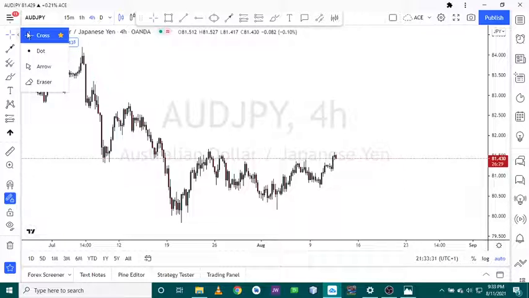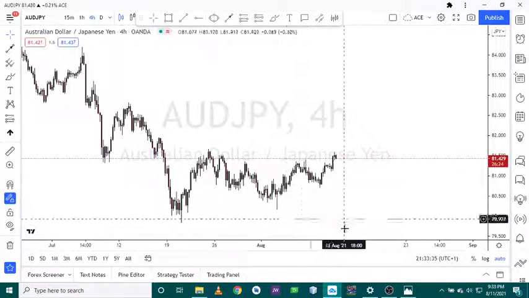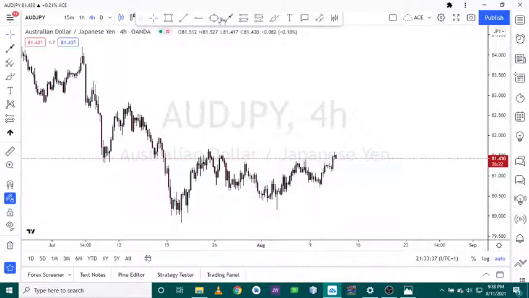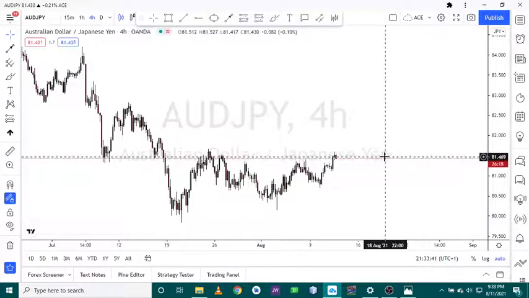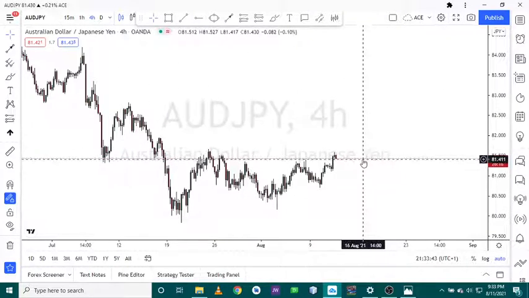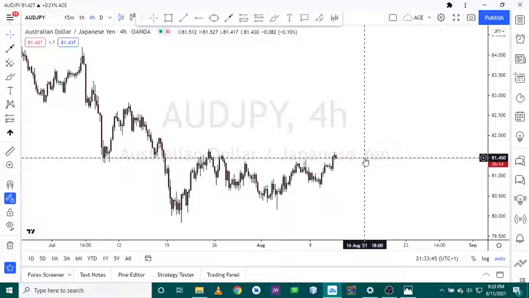So let's go over. You select the cross, make sure you are set on cross, and whenever you hover, you will always see this. As long as you don't select any tool, you always see this. So this is like a horizontal tool showing you the area around the price.